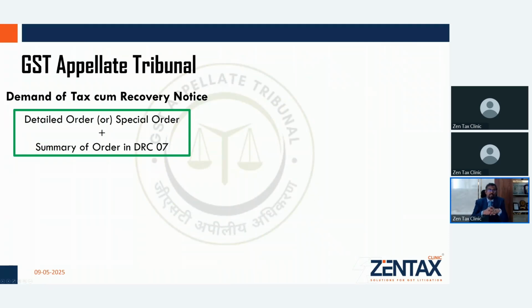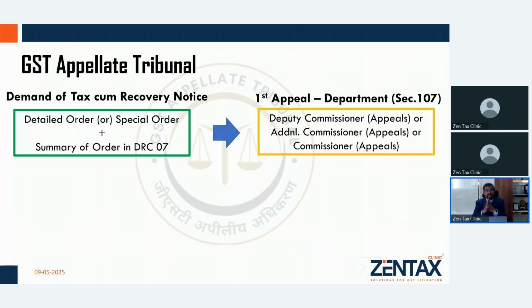With respect to the GST Appellate Tribunal, what case goes before it? We need to understand the various stages of departmental proceedings. A show cause notice initiates a departmental proceeding, and further to a show cause notice, it would result in what is called an adjudication order. The adjudication order, that is the demand of tax cum recovery notice, which is the order in DRC 07 plus a detailed or special order, is issued, against which the first appeal would be to the department under the provisions of section 107 before the Deputy Commissioner appeals, Joint Commissioner appeals, Additional Commissioner appeals or Commissioner appeals, as the case may be, which is the first appeal as provided under the CGST Act under section 107.